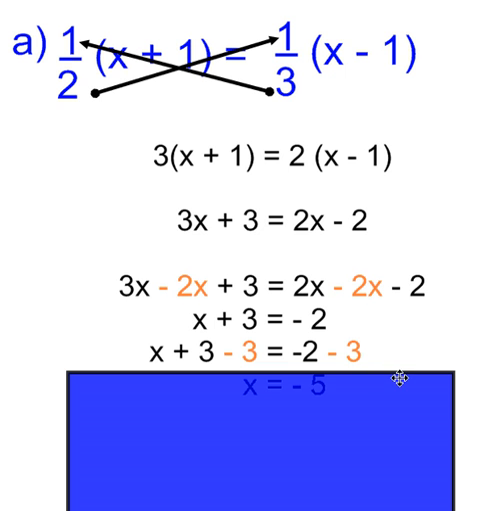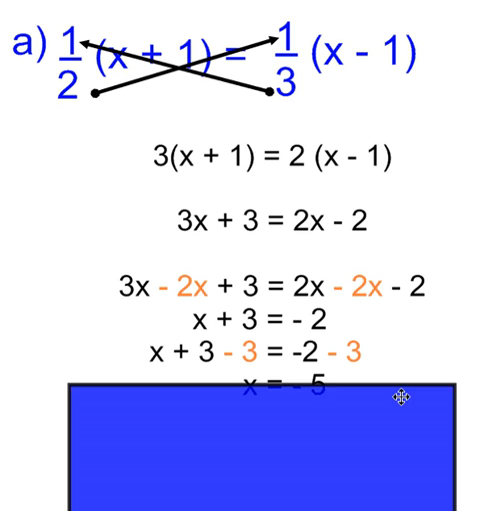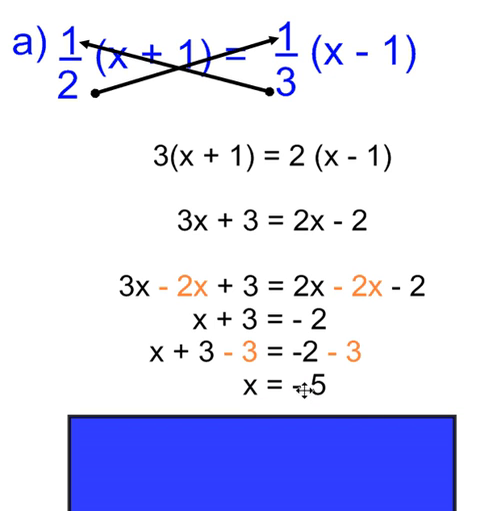So last but not least then, we tidy this all up. This becomes a 0 pair. x is by itself, and x is equal to a negative 5.